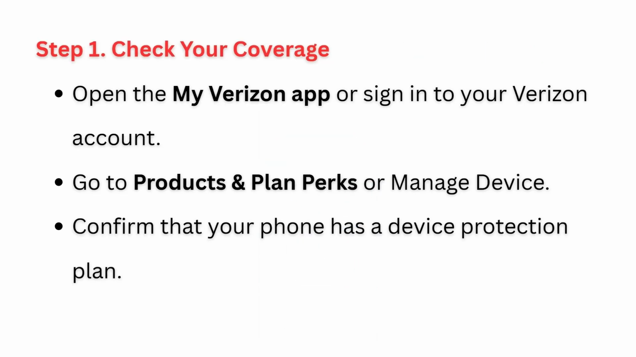Step 1. Check your coverage. Open the My Verizon app or sign into your Verizon account. Go to Products and Plan Perks or Manage the device. Confirm that your phone has a device protection plan.